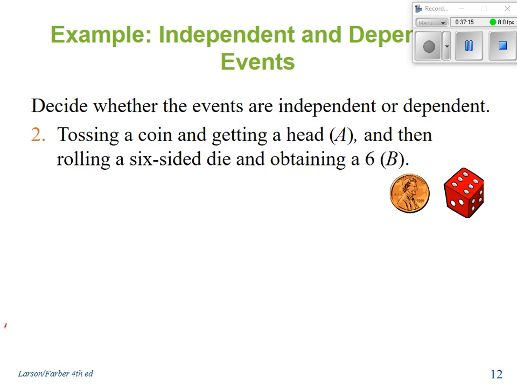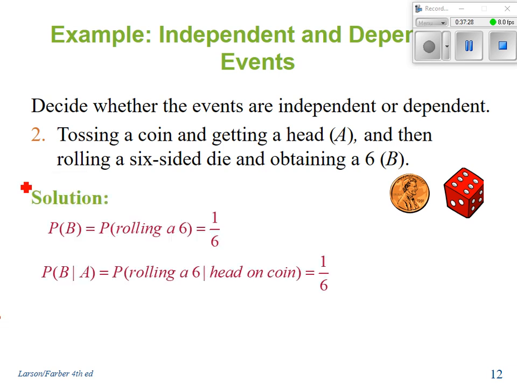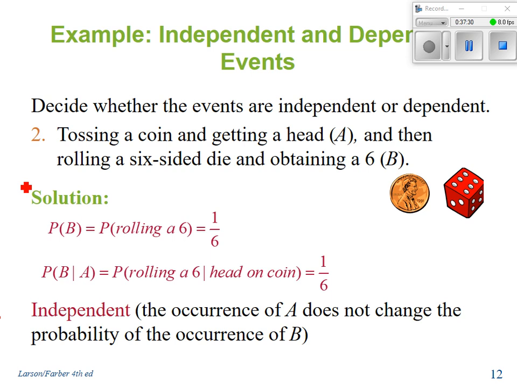Tossing a coin and getting a head, and then rolling a 6-sided die and getting a 6. Independent. Does flipping the coin affect what's going to happen on the die? No. The probability of rolling a 6 on the die is 1 out of 6. The probability of rolling a 6 after you got a head on the coin is still 1 out of 6.